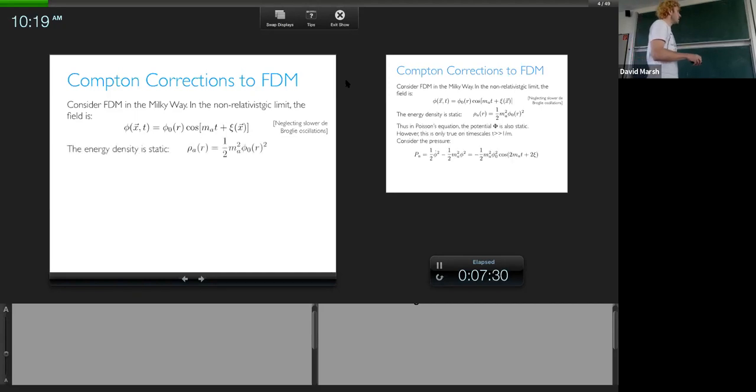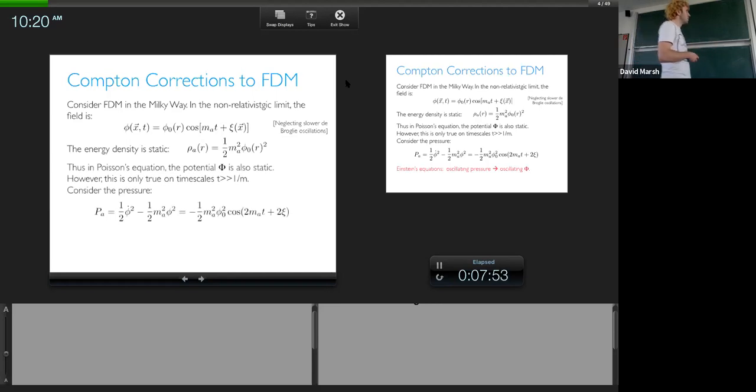So the energy density in this case is static. The energy density rho is half phi dot squared plus half m squared phi squared. And if you just substitute this solution in, you find that it's static because sine squared plus cosine squared is 1. So rho of r is just a half m squared phi_0 squared. Thus in Poisson's equation, you would also find that the gravitational potential is static. So grad squared phi is just this time-independent piece, 4 pi G rho. However, this is only true on timescales large compared to the Compton timescale.